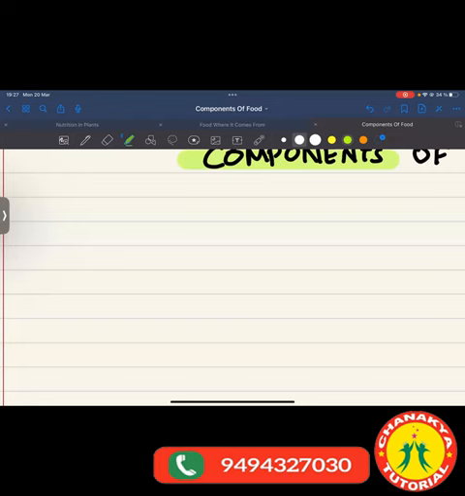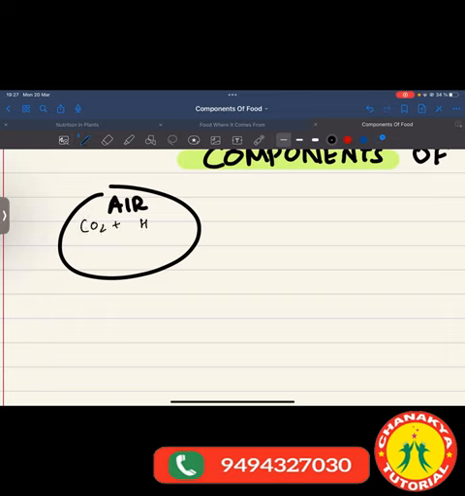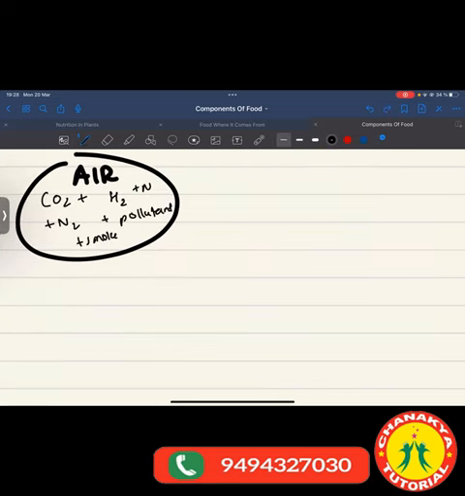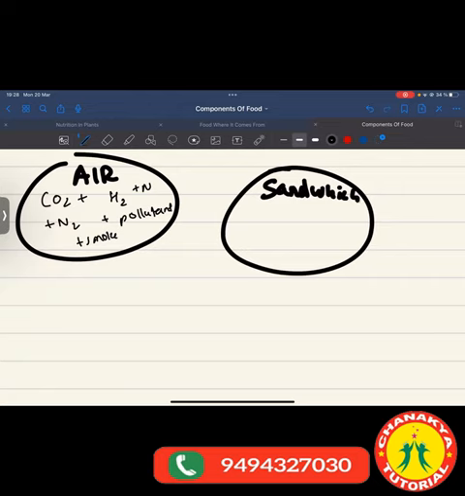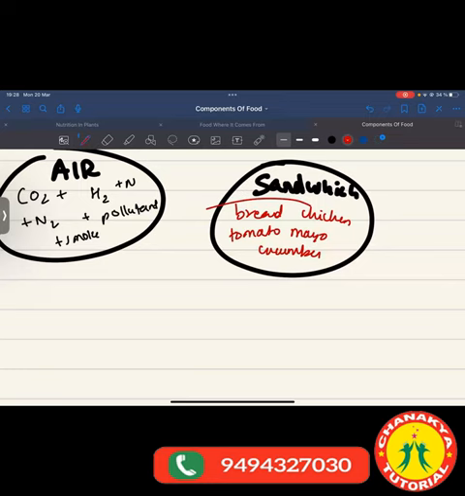Like, for example, components of air. If you have air, what else are the things you will have? You will have carbon dioxide, hydrogen, nitrogen, pollutants, smoke. There are so many particles in air, right? So all these are known as components of air. Now, for example, there is a chicken dish, like a sandwich. In a sandwich, what is going to be there? There's going to be bread, chicken, tomatoes, mayonnaise, then you're going to add cucumber. So all this is going to be there in a sandwich. So these are the components of a sandwich.